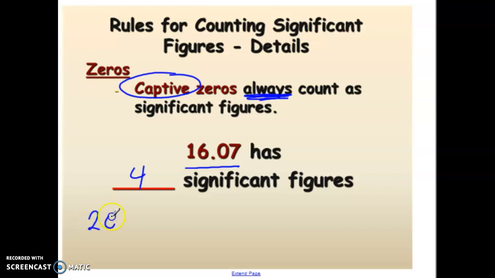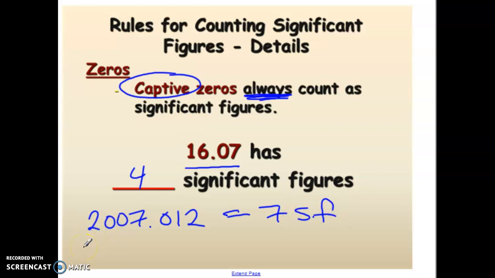So let's say I had 2007.012. Here, these 2 zeros are captive, between the 2 and the 7. This zero is also captive. So all of these would be significant. So we have 1, 2, 3, 4, 5, 6, 7 significant figures. Just put SF for short.